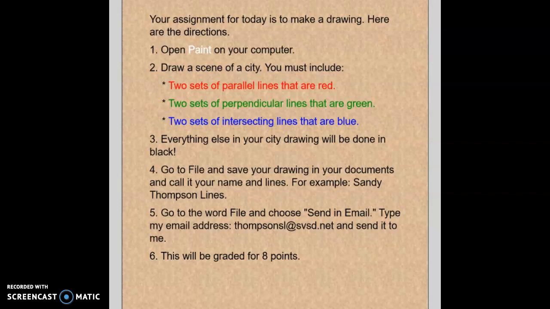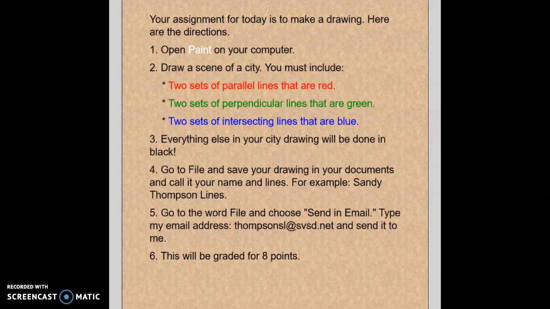Then you're going to go to File and save your drawing in your documents. Would you please call it your name and then put the word lines after? For example, Sandy Thompson, lines. Once it's saved like that, go back to File and choose Send in Email. Click on that and you're going to type in my email address, thompsonsl@sbsd.net, and send it to me.